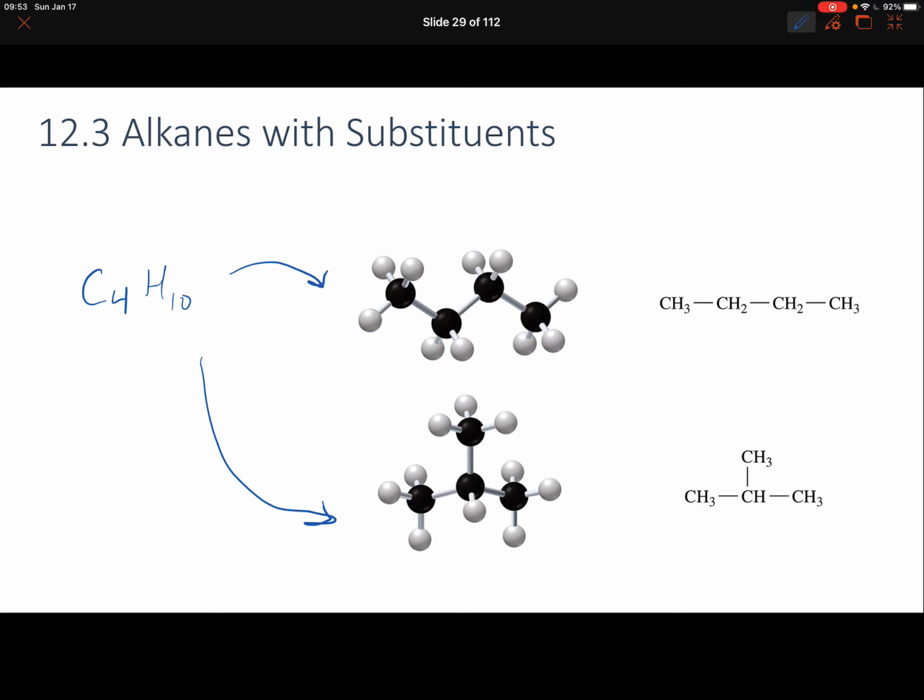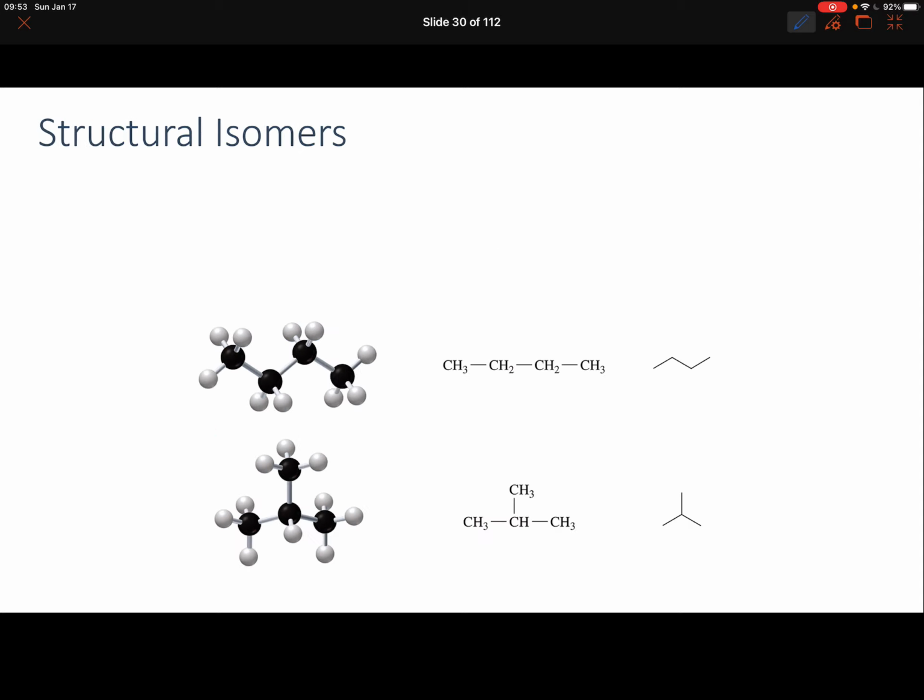And that's because instead of putting all the carbons in a row, and this only happens when you have 4 or more carbons, if you have 3 carbons, there's no other way to put them than in a row. But if you have 4 carbons, instead of putting that 4th carbon on the end, you could put it on the middle carbon and get a branch. So that's what happens. When you get to 4 carbons or more, we start to get branching that's possible.